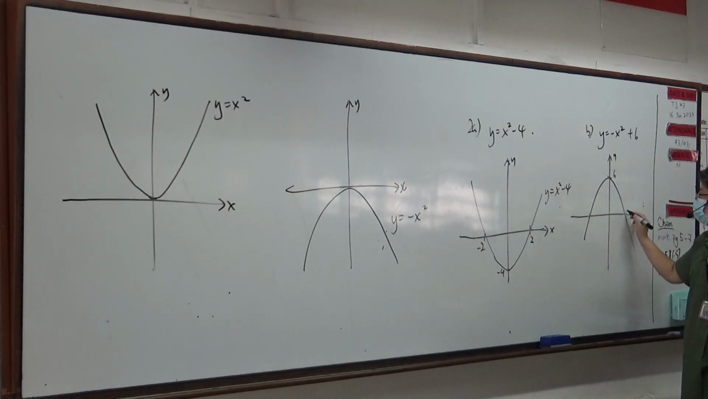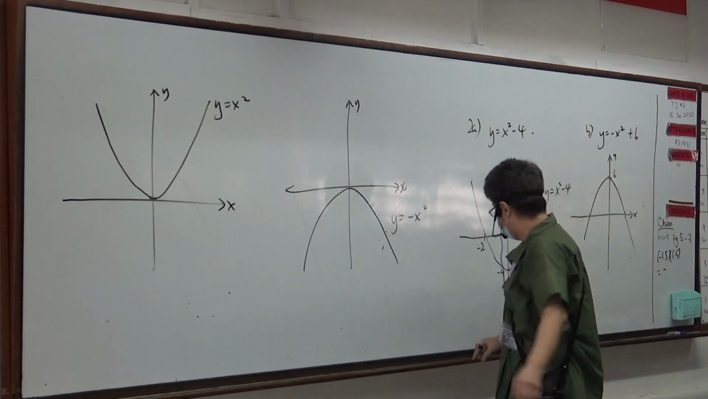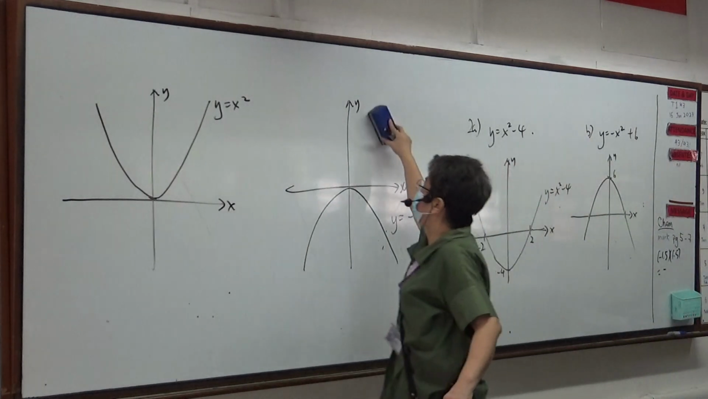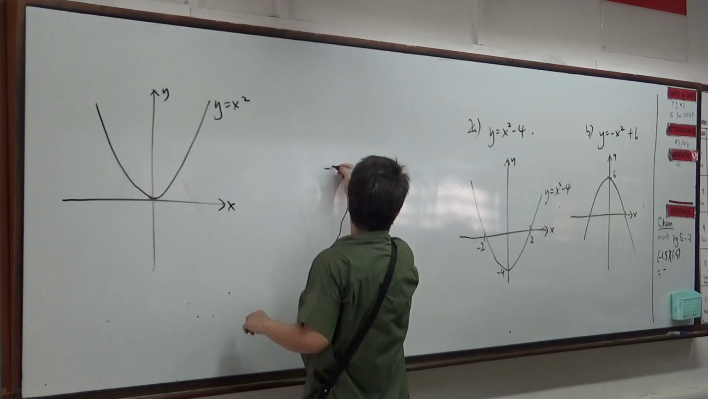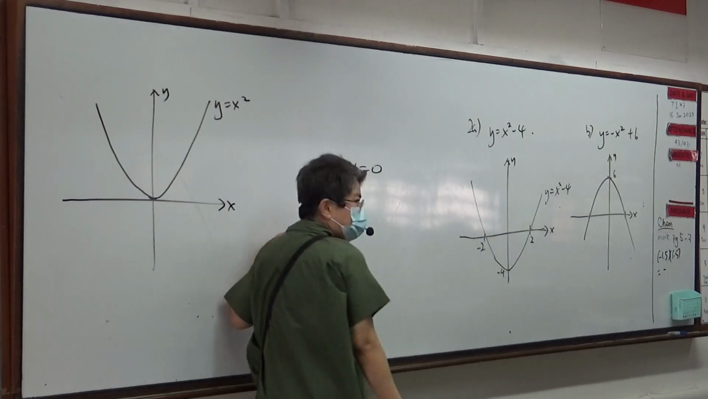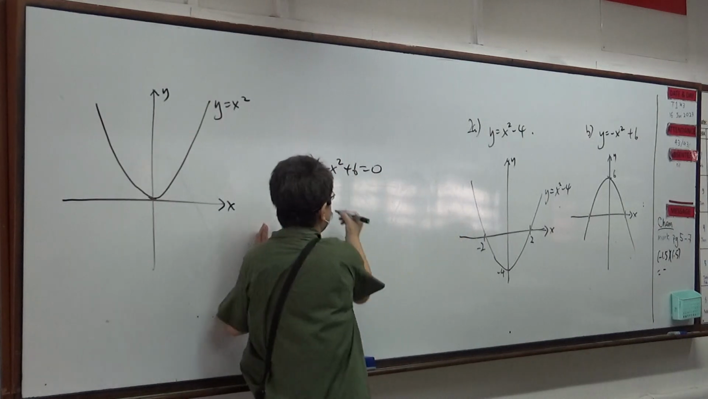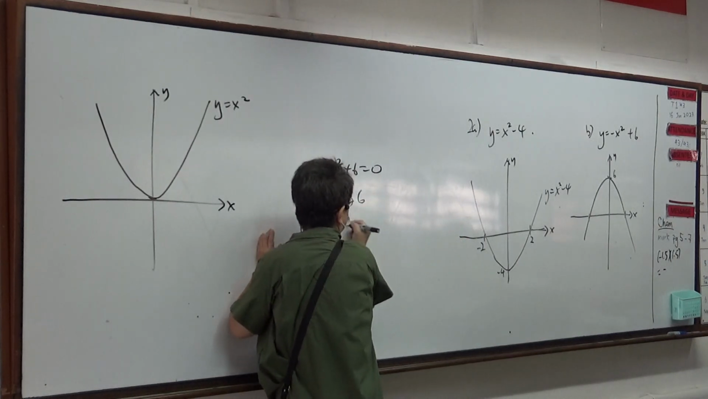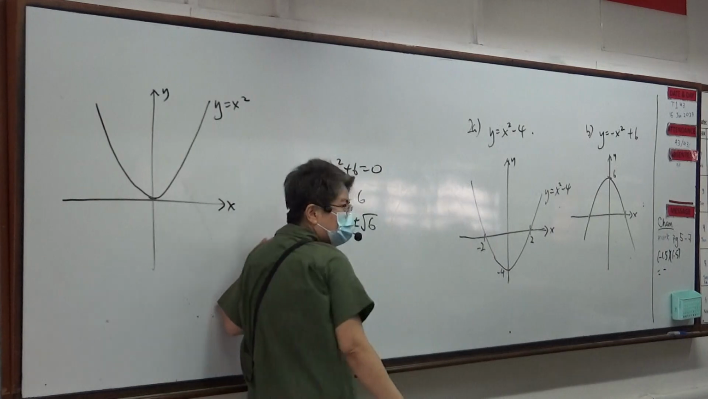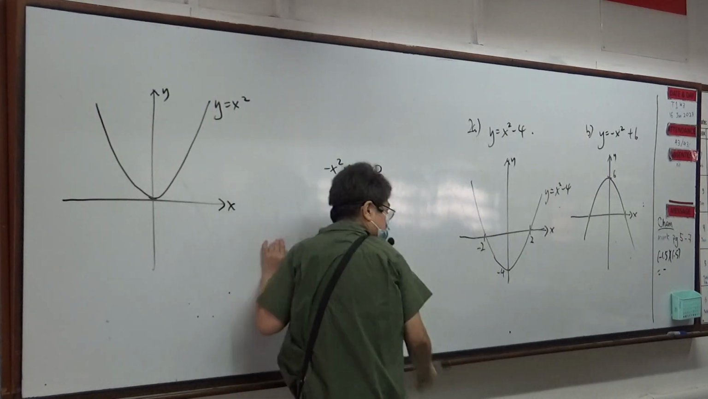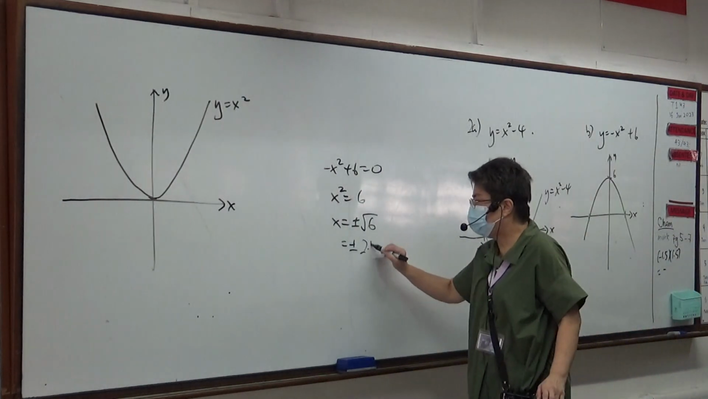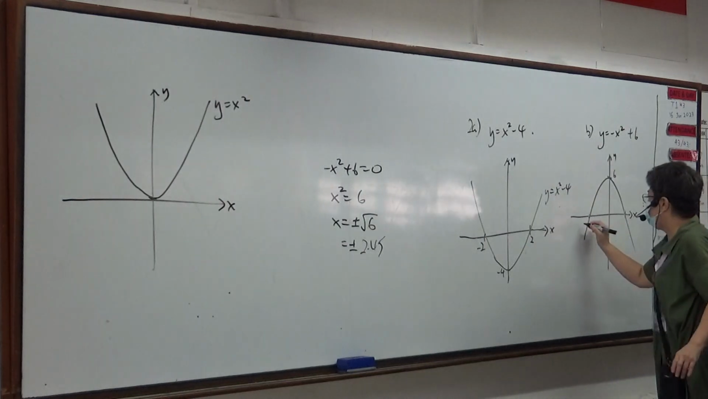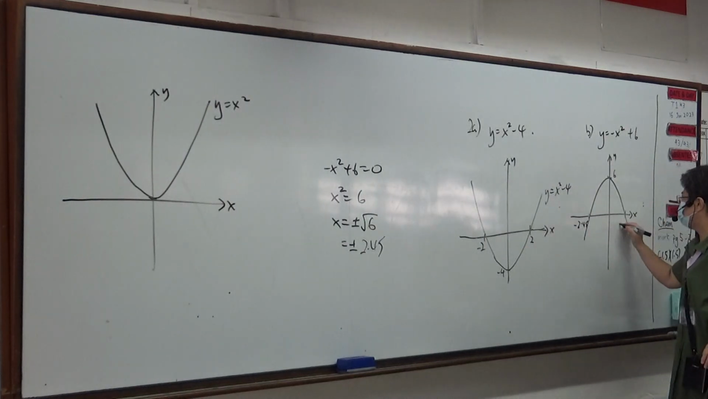Now I want to know what this 2 is. What will that be? I'll have negative x squared plus 6 equals 0, right? Correct, because it's here. So x squared equals 6. x will be plus or minus the square root of 6. Okay, give me to 2 decimal places. What's root 6? 2.45. So that means this will be negative 2.45 and this will be 2.45.